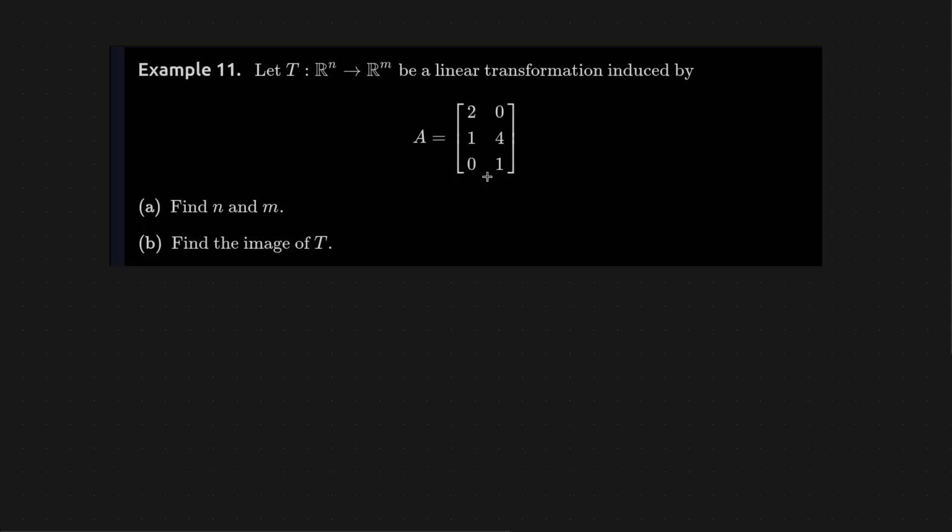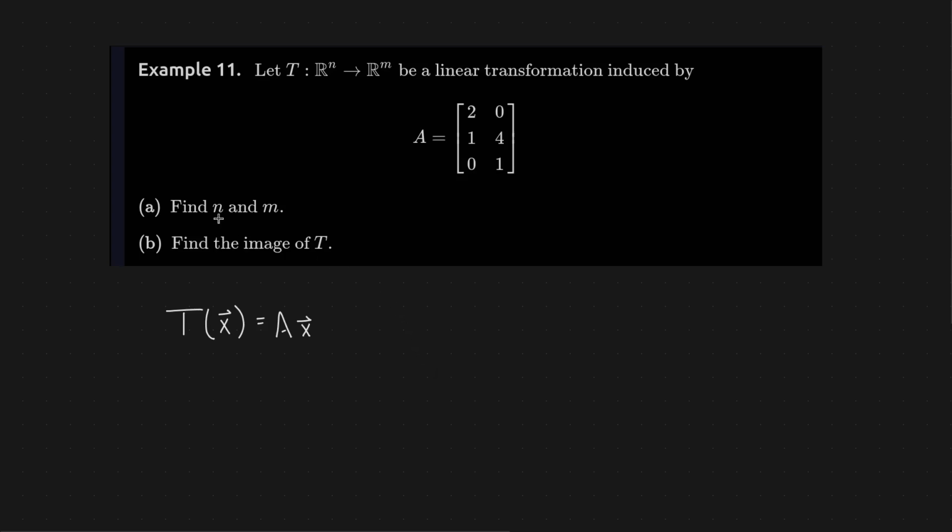Okay, so let's do an example with it. Let T be a linear transformation from Rn to Rm induced by matrix A. So what does that mean? It means that T of an input vector is just matrix A times vector X. That's what it means for a transformation to be induced by a particular matrix. We just take any input vector we have and left multiply the input vector by the matrix.